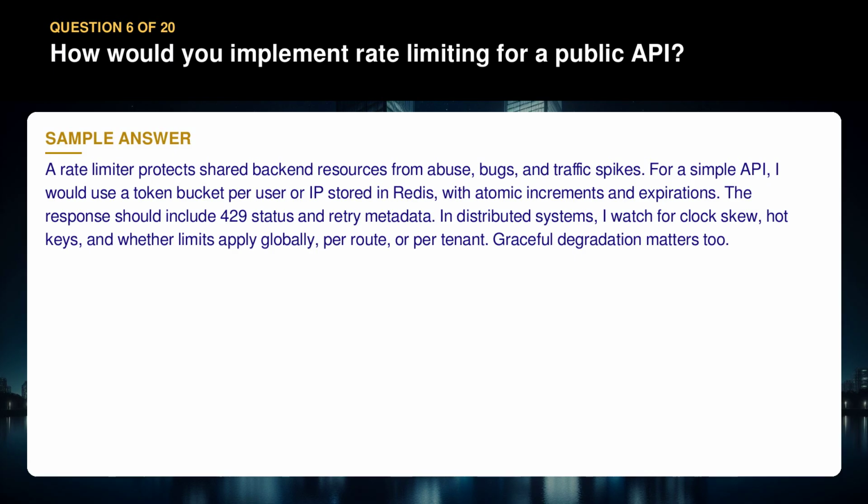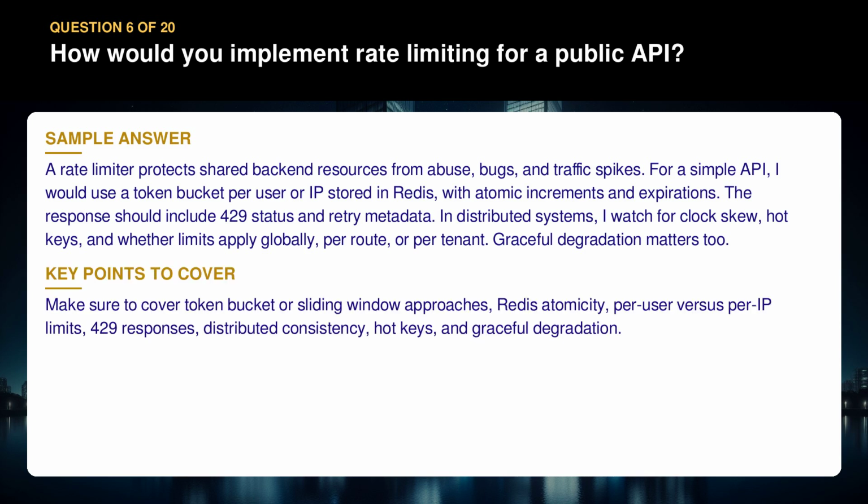In distributed systems, I watch for clock skew, hotkeys, and whether limits apply globally, per route, or per tenant. Graceful degradation matters too. Make sure to cover token bucket or sliding window approaches, Redis atomicity, per user versus per IP limits, 429 responses, distributed consistency, hotkeys, and graceful degradation.